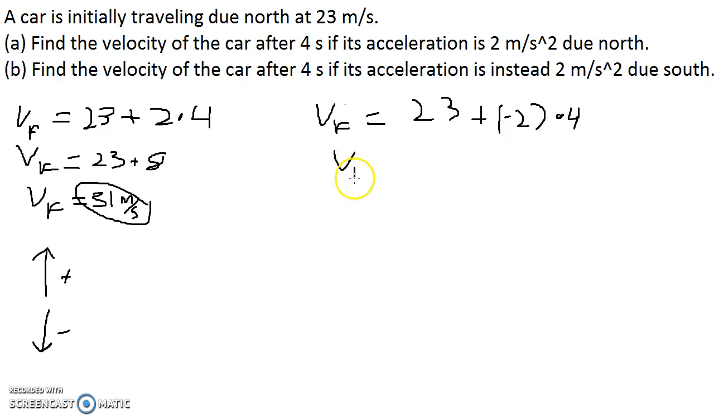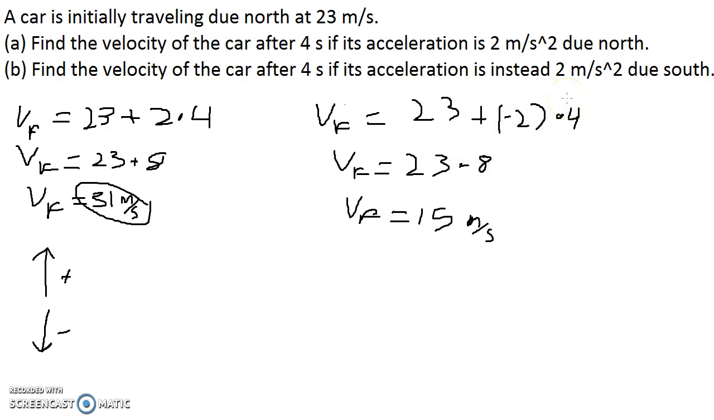And now it's just that same simplification. And this time it's going to be negative 8. So the final velocity for part B is instead this time going to come out to be 15 meters per second. Now again, let's go ahead and check to make sure it does make sense.